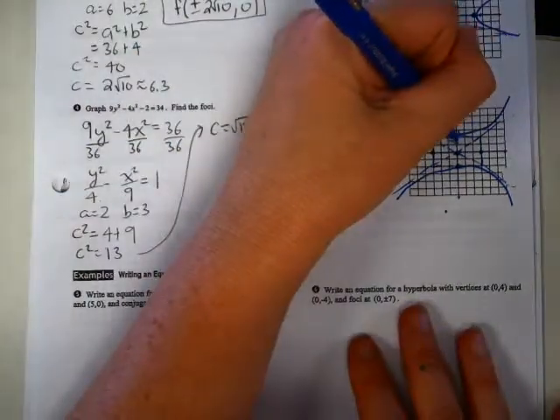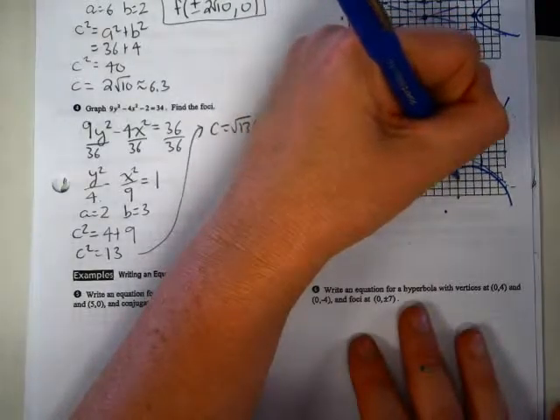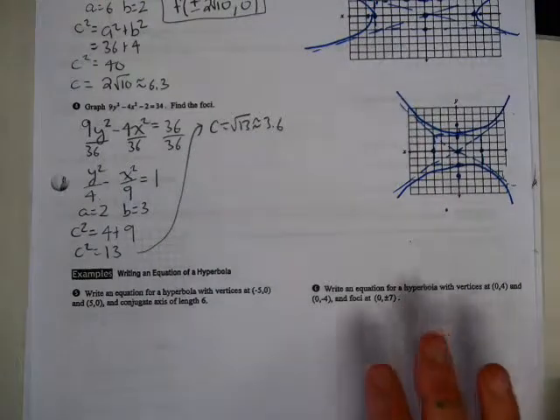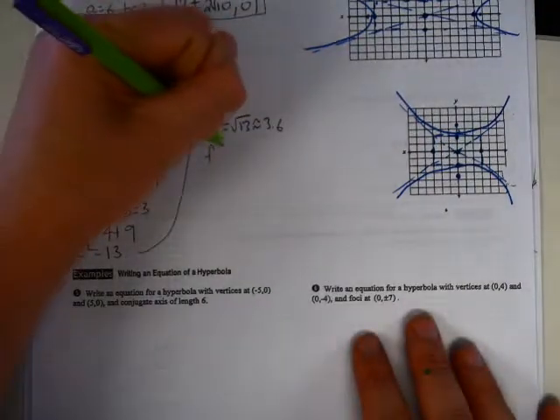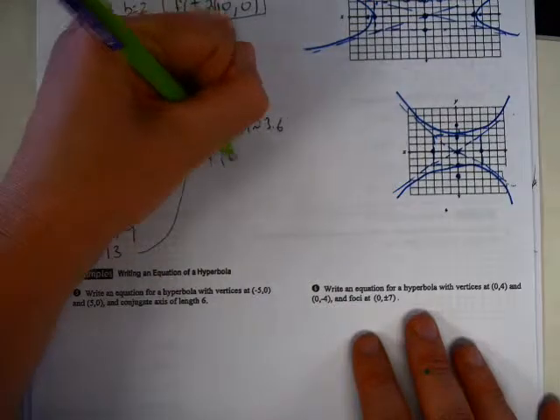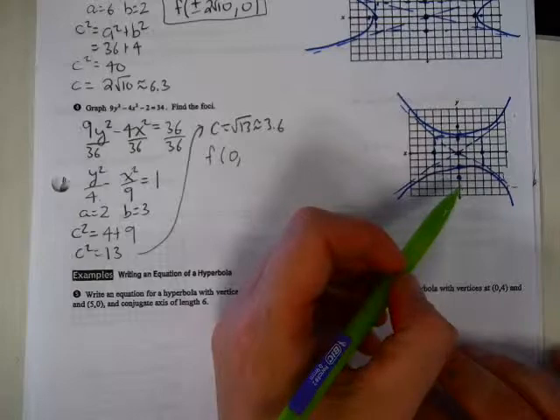So 1, 2, 3.6, 1, 2, 3.6. There's my foci, and they are at 0, and then at plus or minus square root of 13.